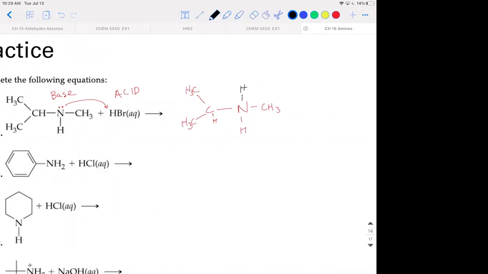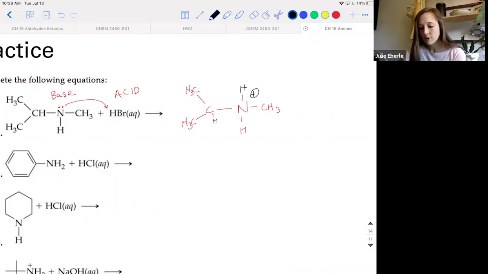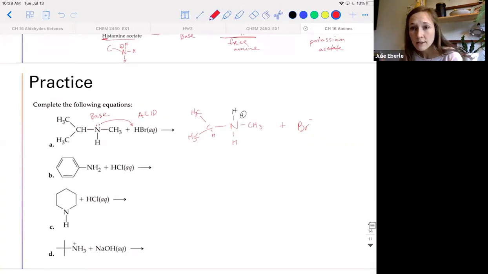Aggie said it earlier. It should be positive now, shouldn't it? Uh-huh. And what's our other product? Br minus. Yes. Okay. So if I give you an amine reaction on an exam, if the nitrogen has a lone pair on it, it's going to act like the base. It's going to accept the hydrogen.